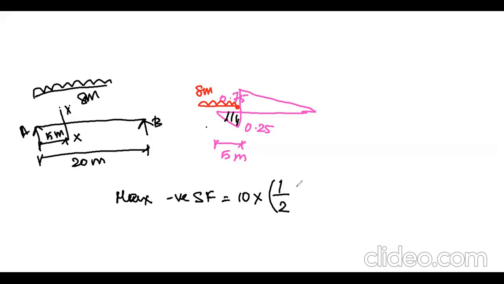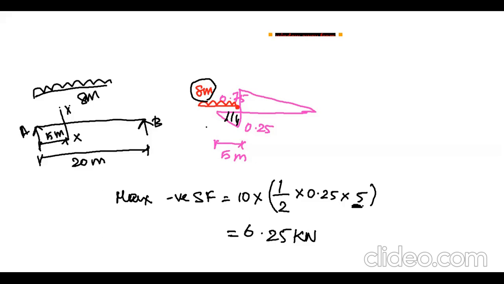So there is no risk for us in finding it using the similarity property, and you don't need to find any ordinate value. It is half into base into height, so 0.25 into 5 meter. This is very important. You should put only 5 meter for the load. You should not take that 8 meter, because here only a 5 meter span is acting. So be aware of that. The value of the negative shear force will be 6.25 kilonewton.